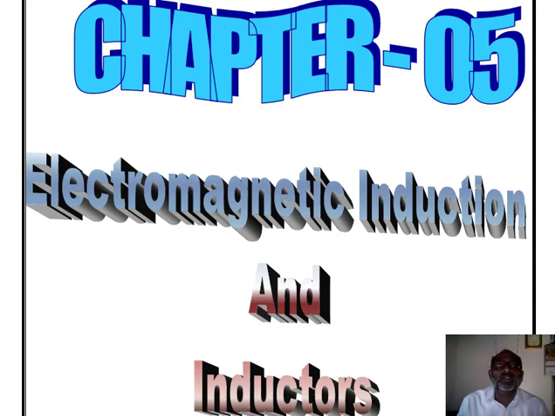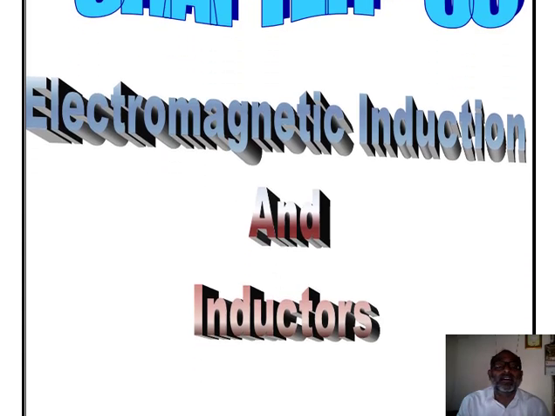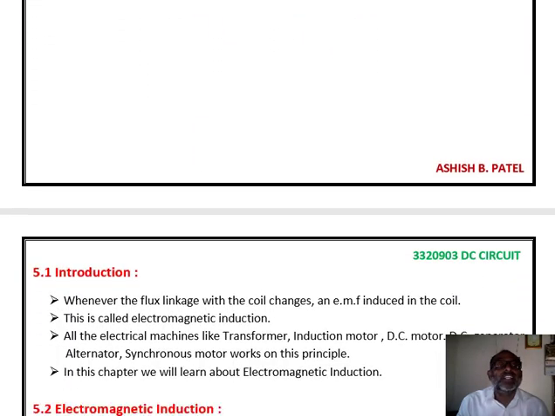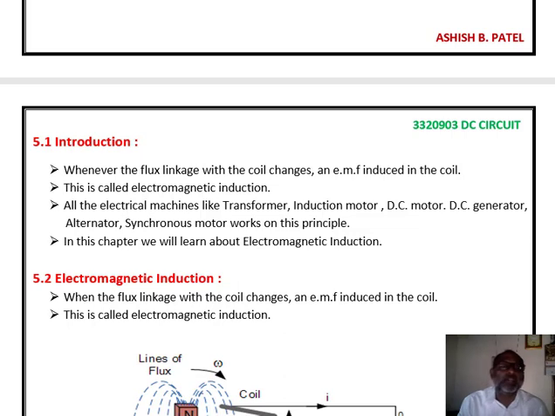Chapter number 5, electromagnetic induction and inductor. Now let me see the introduction part of this chapter. Whenever the flux linked with the coil changes, an EMF is induced in the coil. If we are taking a circuit, you can also define it as whenever the flux linkage with the circuit changes, an EMF is induced in that circuit. This is called electromagnetic induction.